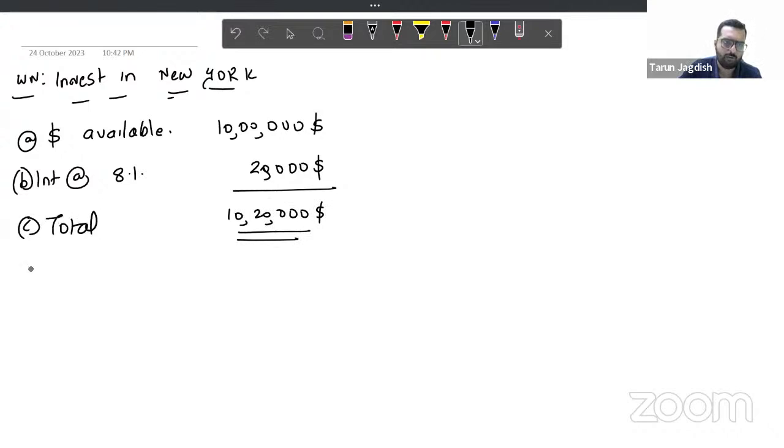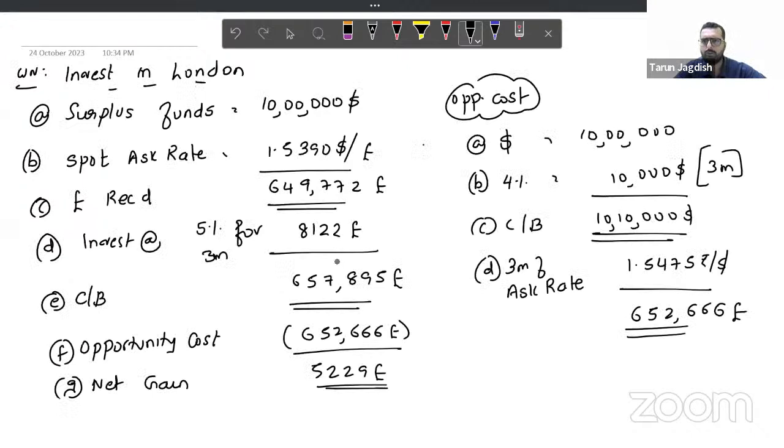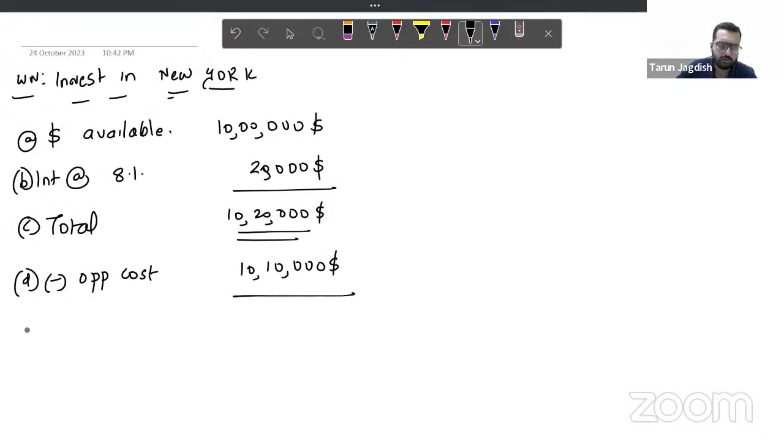$20,000. Now from this, what are we going to do? We'll reduce our opportunity cost, which is actually turning out to be 10 lakh $10,000. That's what we found out over here, correct? So what is your net gain in dollar? Is that turning out to be $10,000?